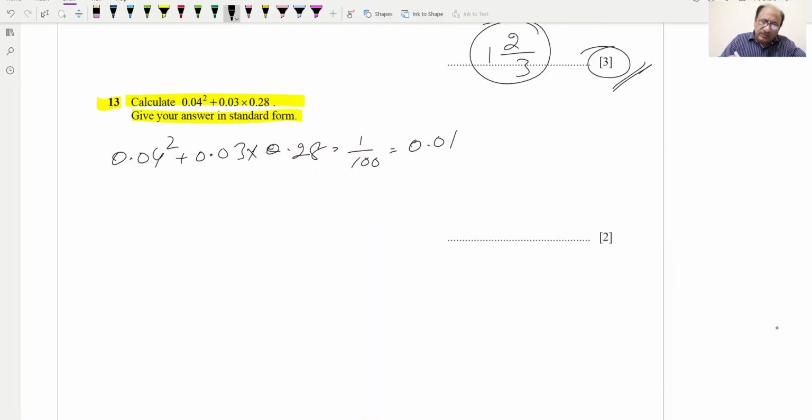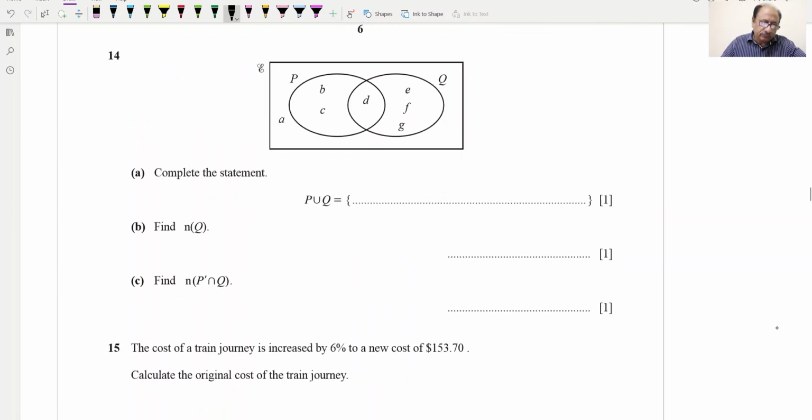And 1 over 100 we can write as 0.01, and for this decimal we need to shift after the first non-zero number, so we can write 1.0 into 10 raised to a power. We'll be taking two jumps to the right, so 10 raised to the power minus 2. If we are taking a jump to the right, it will be a negative power. If we are taking a jump to the left, it will be a positive power. So the answer will be 1.0 into 10 raised to the power minus 2, and this is a 2 mark question.